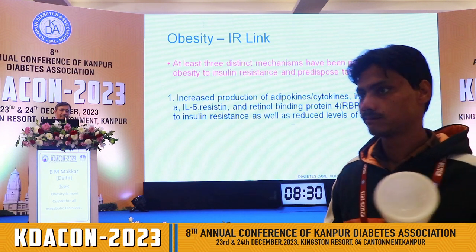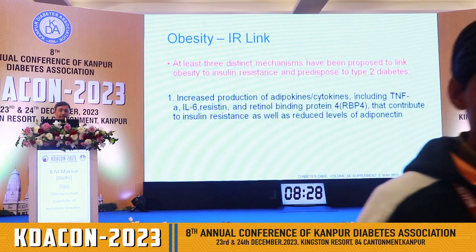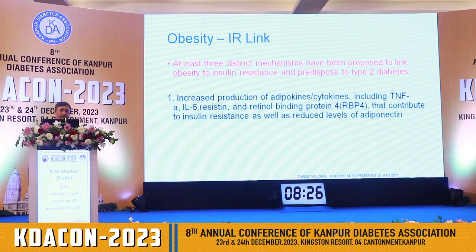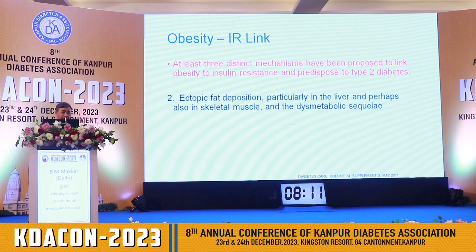There are at least 3 distinct mechanisms which have been proposed to be linked with obesity, insulin resistance and development of diabetes. One is the increased production of adipocytokines, which include TNF-alpha, interleukin-6, and RBP4, all leading to increase in the risk of insulin resistance. Second is the ectopic fat deposition. Earlier we were thinking only of liver and muscle. Now we know it is liver, muscle, pancreas and heart also.